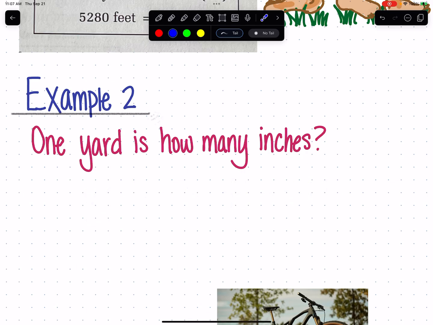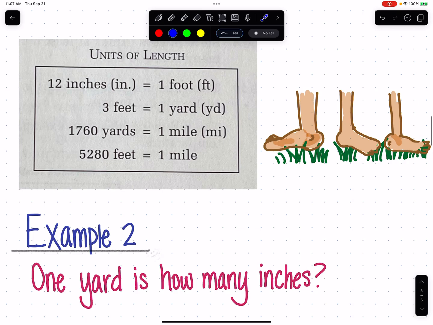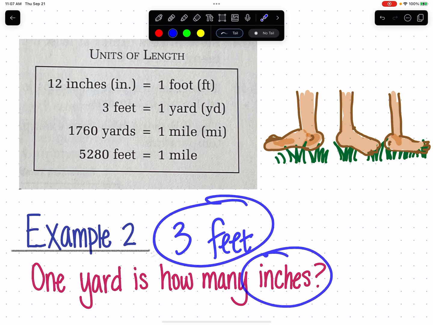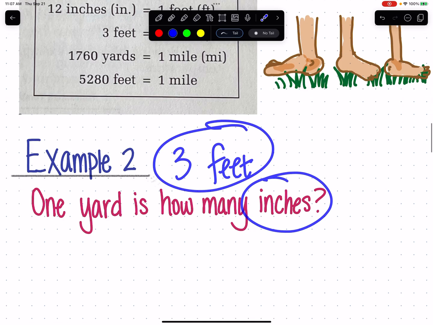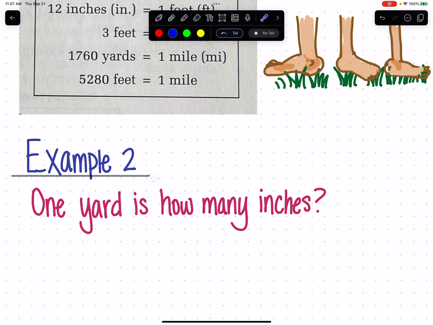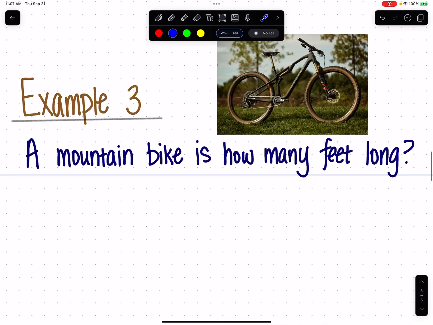So if it's 1 yard, let's look at the table. 1 yard is going to be 3 feet, because there's 3 feet in that yard. And if there's 3 feet, how many inches? There's 12 inches in 1 foot, so it's going to be 12 times 3, and the answer is 36 inches. Make sure that you write units on your answers, because you have to have units in order to get it right. Okay, let's do example 3.